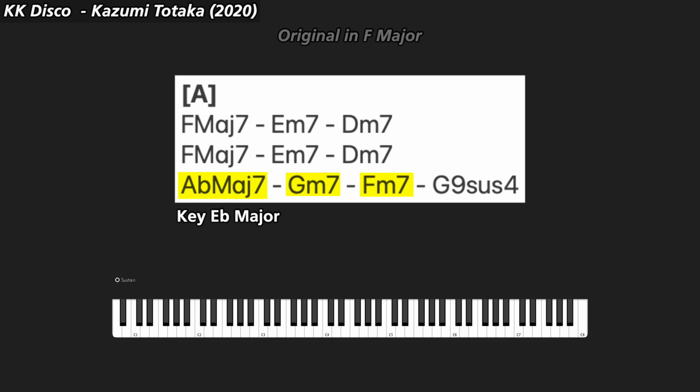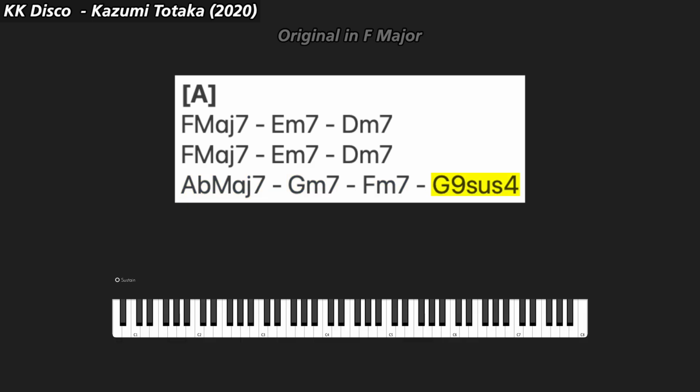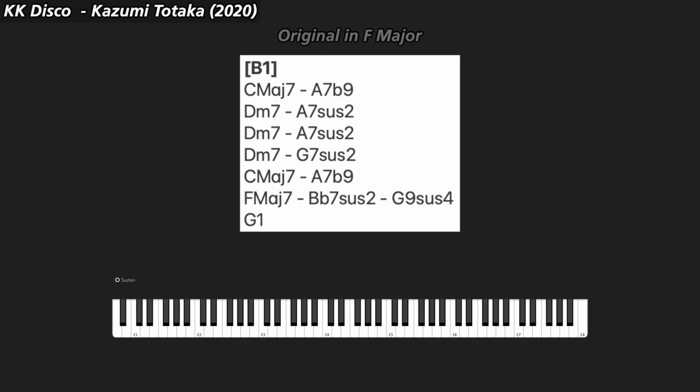That change might seem random, but the keys E flat major and C minor use the same notes, the same chords. So we're using borrowed chords here in the same way as the intro. Take a chord or set of chords and just repeat it in a new key. And then we sneak in our G9 sus4 at the end to bring us back to the key of C. We then go to the B section, what sounds like a verse.